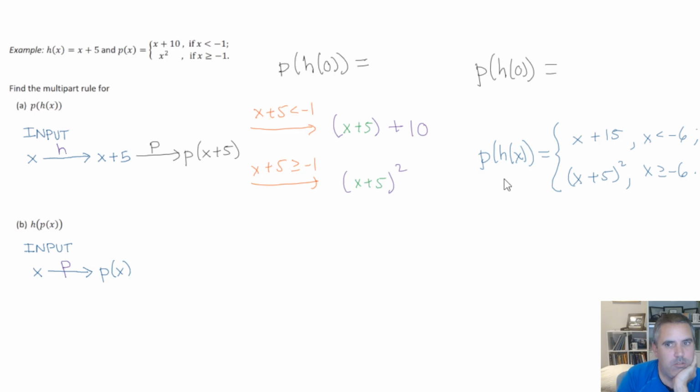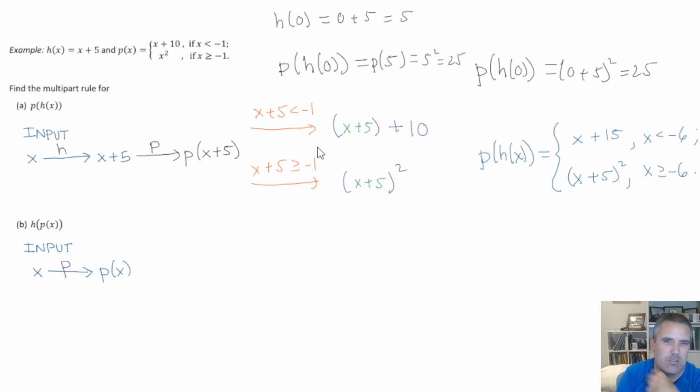So if you use the shortcut, you go, well, 0 is bigger than -6, so I plug it into the second one. It's 0 plus 5 squared is 25. Okay, now let's do it in 2 steps. What is h of 0? H of 0 is 0 plus 5, which is 5. And then let's take 5 and plug it in to p. 5 is greater than -1, so it's going to be 5 squared. It's going to be 25. That's all we're doing. We're just learning to work with functions.